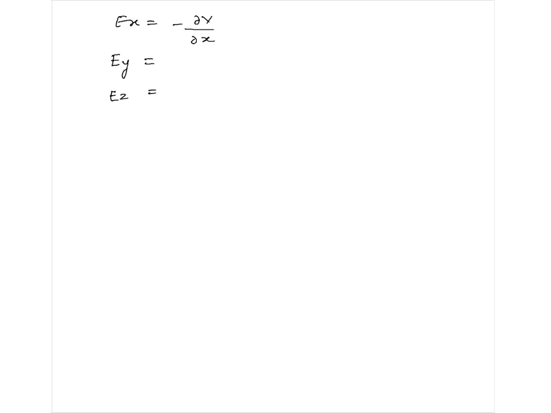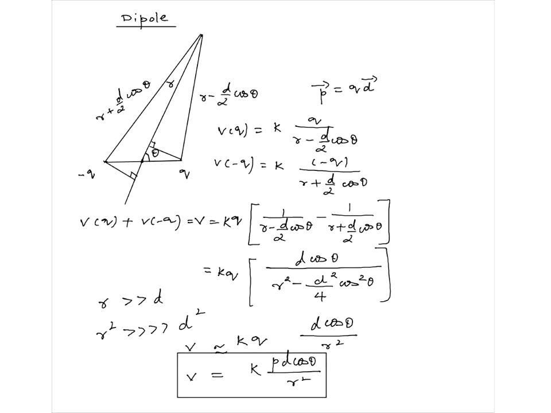Yes, anything else? Yes, go ahead. Sir, in the last case, it will be Kp cos theta by R square. Kp, yes, D has already been merged with Q. Good that you pointed that out, because that was the final result. Kp cos theta by R square. Yes, anything else? Right.